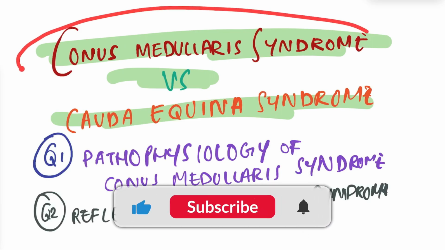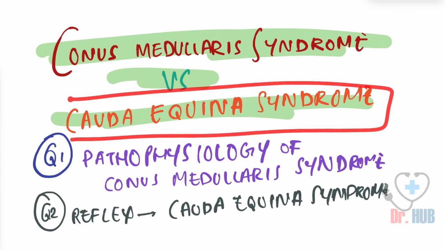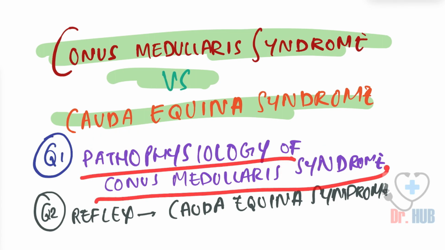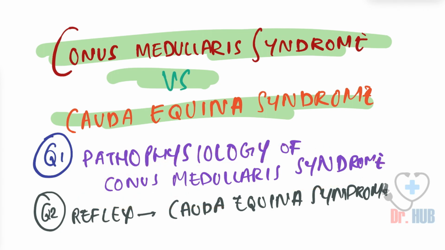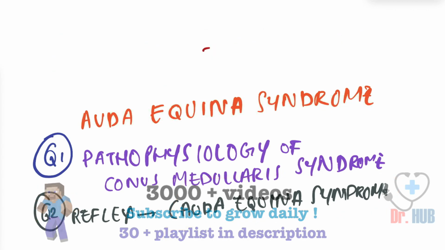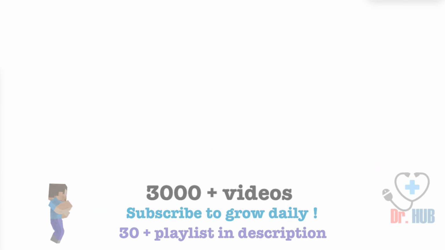We are looking at Conus medullaris syndrome versus cauda equina syndrome. To start off with some questions: first, discuss the pathophysiology of Conus medullaris syndrome, whether it is upper or lower motor neuron involvement. And second, what about the reflexes in case of cauda equina syndrome? In this video, we'll find the answers to these questions and learn in detail about differentiating them.